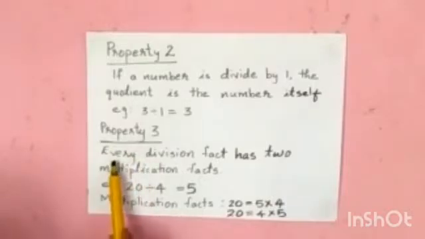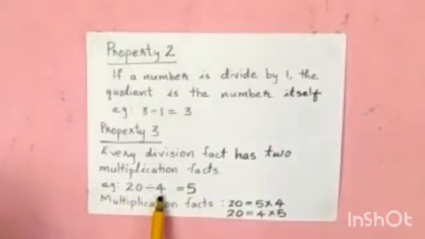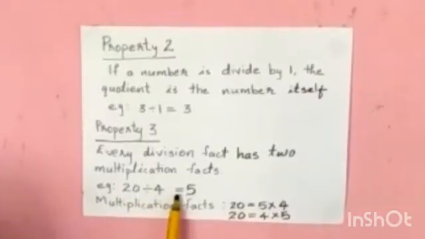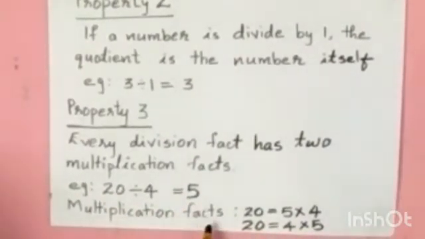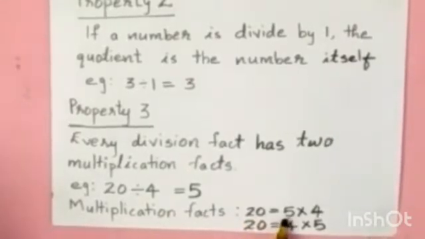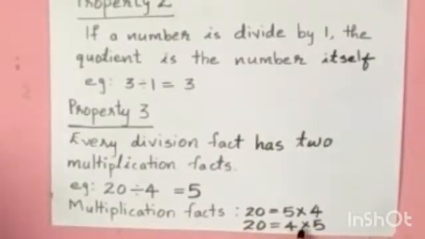Property 3. Every division fact has 2 multiplication facts. That means 20 divided by 4 is equal to 5. Multiplication facts are 5 into 4, 20 equal to 5 into 4, or 20 equal to 4 into 5. 20 can be written as 5 into 4 or 4 into 5. These are multiplication facts.